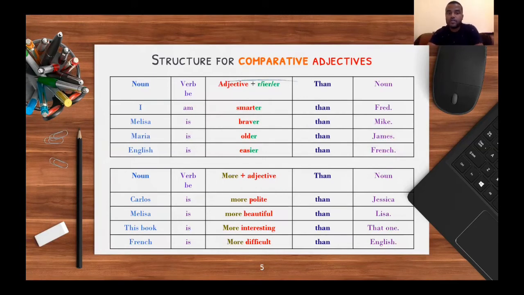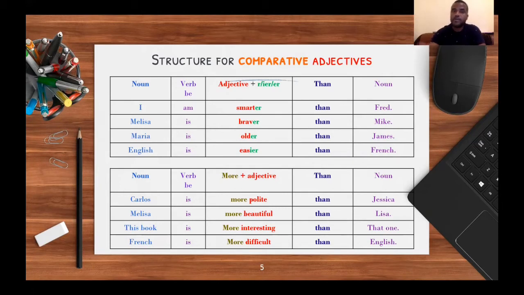We also have Carlos is more polite than Jessica. These are long adjectives, so we are going to put more in the comparative. We have Melissa is more beautiful than Lisa. This book is more interesting than that one. French is more difficult than English. Here we have a long adjective, so we need more if we want to make the comparative.